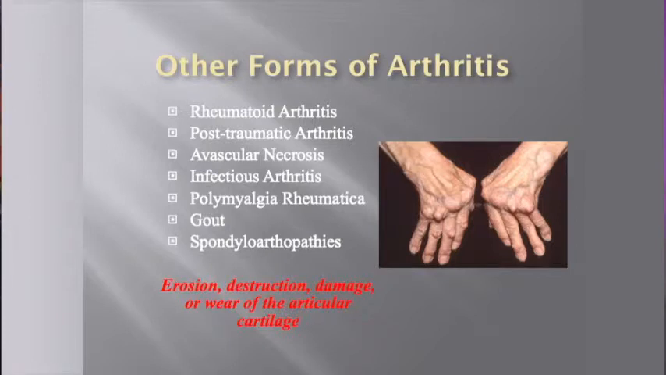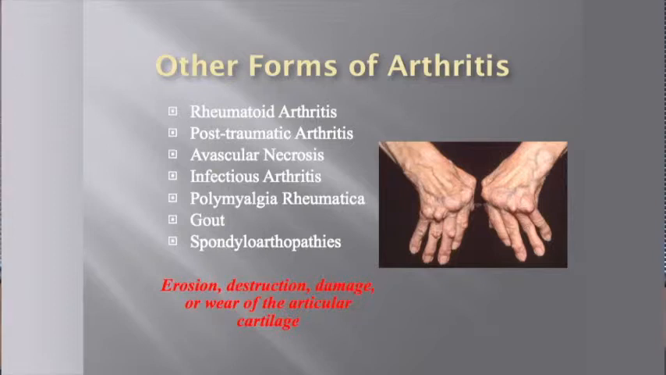There's other forms of arthritis. These aren't what we're going to talk about. We're talking about osteoarthritis. Okay? There's rheumatoid arthritis. That's a picture of a rheumatoid hand. Okay? It's a very crippling, deforming disease. There's post-traumatic arthritis, meaning the result of a fracture or a fall or a trauma or a car accident. That can result in the development of arthritis.